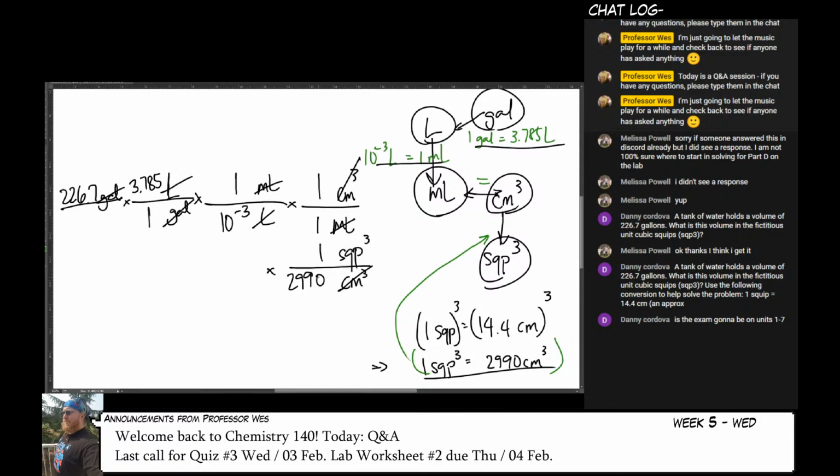Assuming you hit the right buttons, that's important. Make sure not to make a mistake. And I got 287 cubic squips is what my calculator says. And that's after we've accounted for sig figs, because this had 4, this had 4, but this one right here only has 3. And it has 3 because this has 3. There you go.